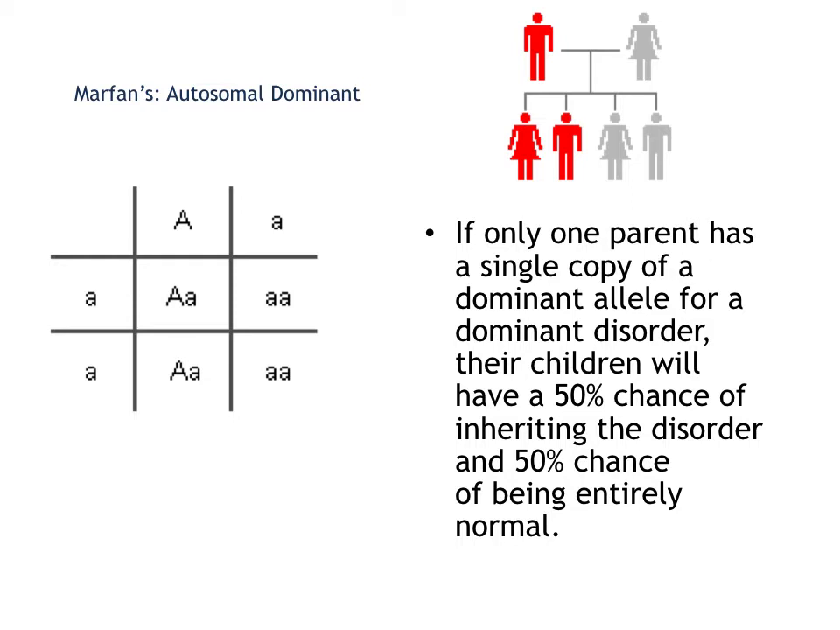All right, so we work out our genotypes, and once again, the possibility for the children is either big A, little a, or little a, little a. Those are our 2 genotype options, 50-50, right? 1-to-1. So if a parent has a single copy of a dominant allele, their children will have a 50% chance of inheriting the disorder. And that's what we see up also in the pedigree chart. 50% of the children inherit the disorder. And 50% of the children have a chance of being entirely normal and being completely recessive. Little a, little a.